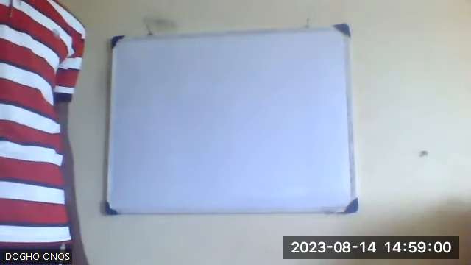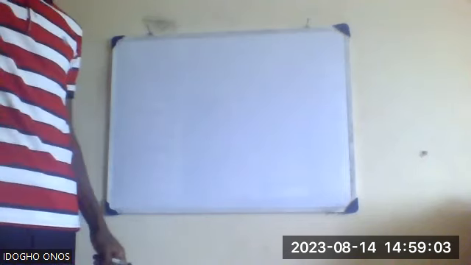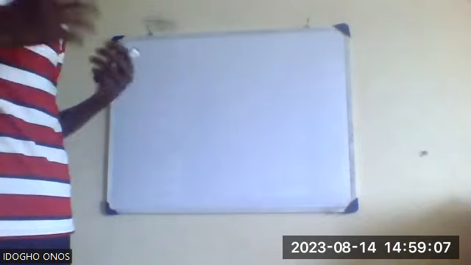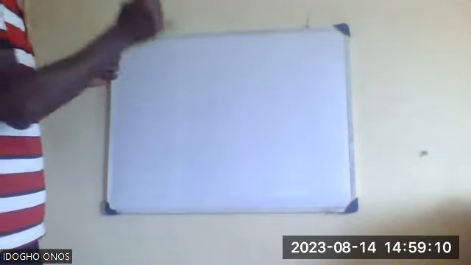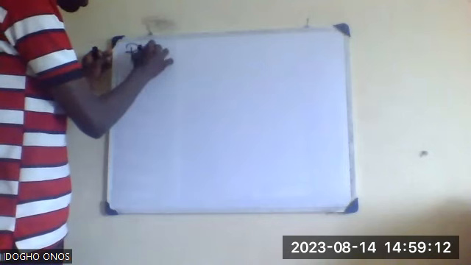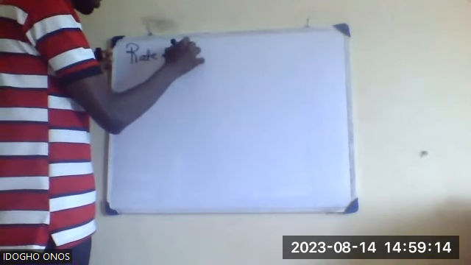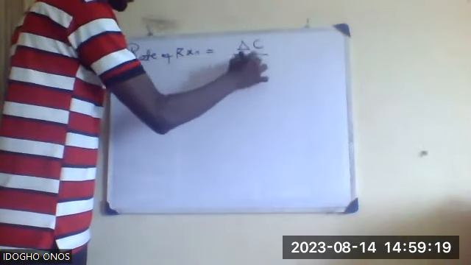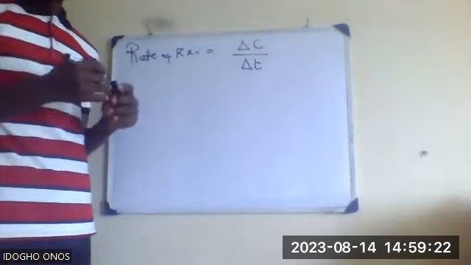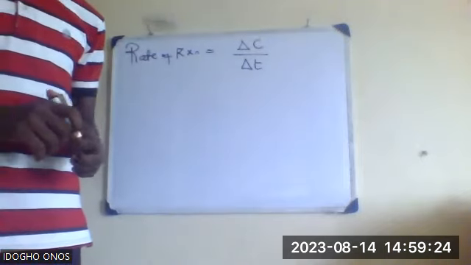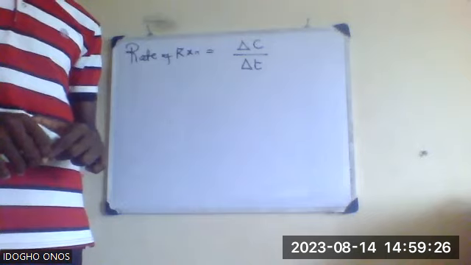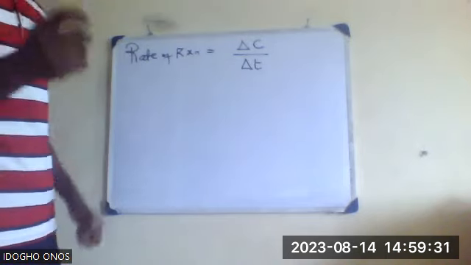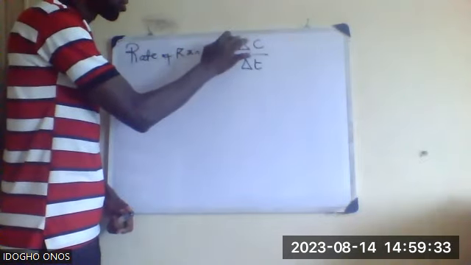Are you with me? Did we get the question? So, the formula for rate is equal to what? Rate of reaction, you can simply use the symbol, which is change in concentration over change in time. Any question? No question for now. Let me show you something now, because questions vary.